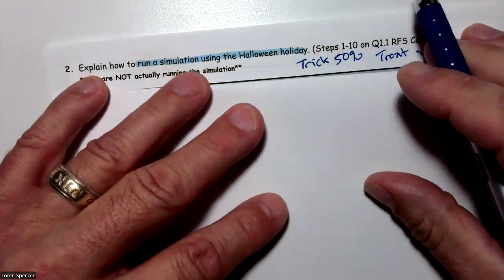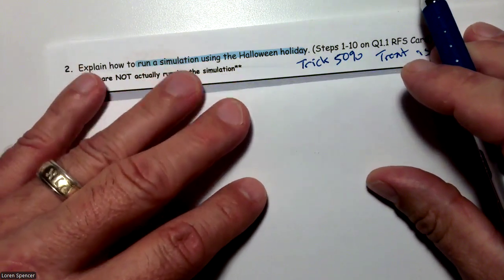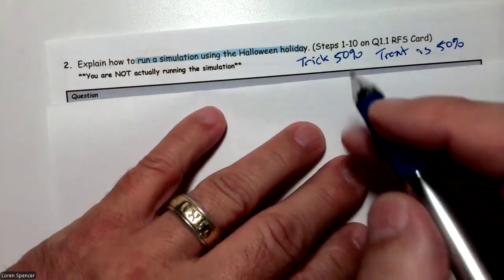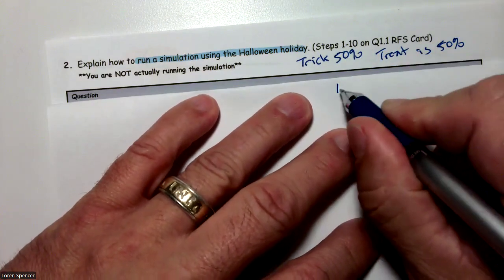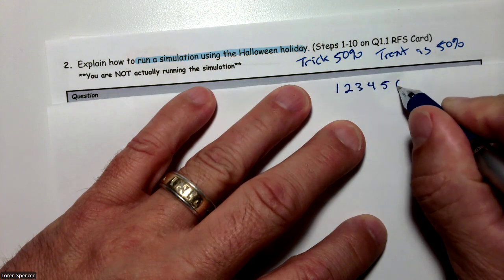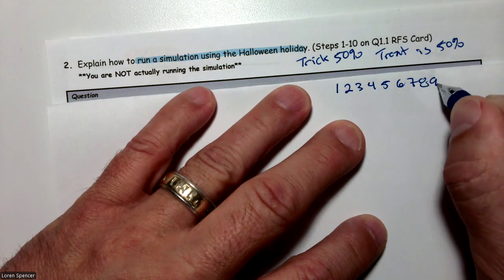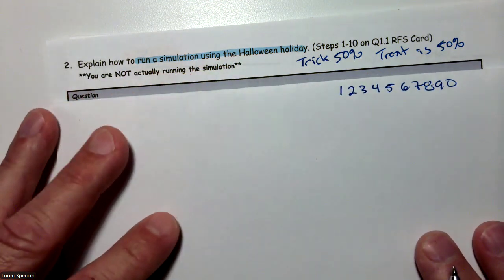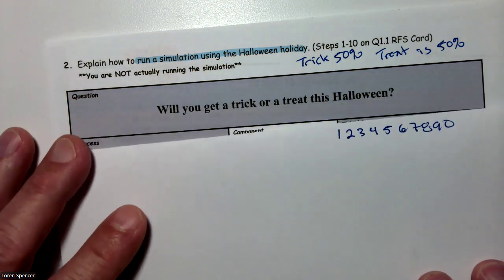So in this case, I'm going to make my number line like I like to do. My number line is going to be 1, 2, 3, 4, 5, 6, 7, 8, 9, and 0. And half of those will be tricks and half of those will be treats.